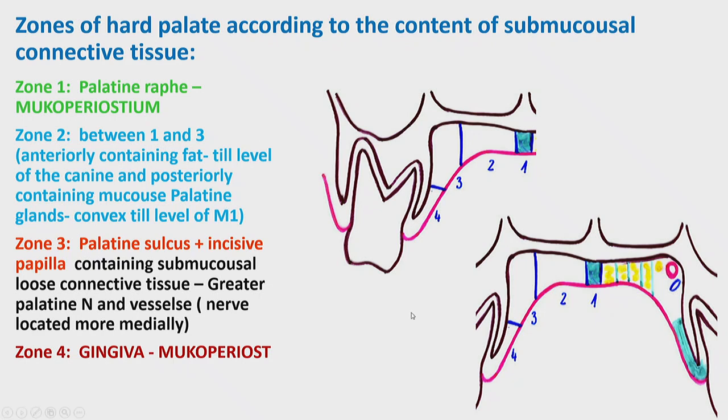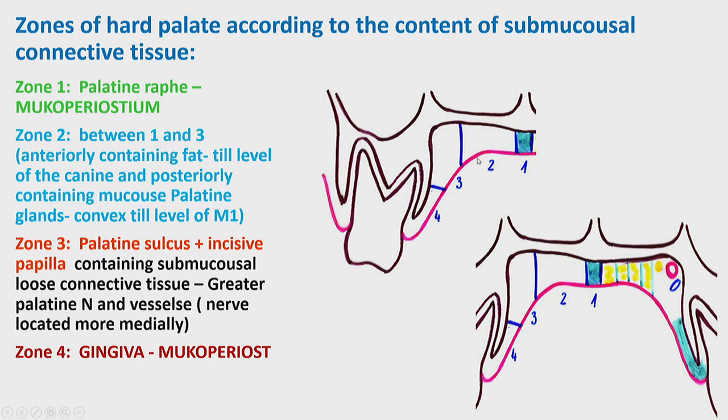More detail about the mucous membrane and the hard palate. According to the content of the submucosal connective tissue, we divide the hard palate into 4 zones. Zone number 1 is the area where the median palatine raphe is located. As we said, there is no submucosal connective tissue there, so the mucous membrane directly attaches to the periosteum. That's why they make the mucoperiosteum.